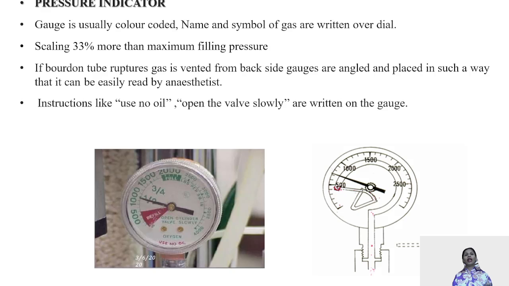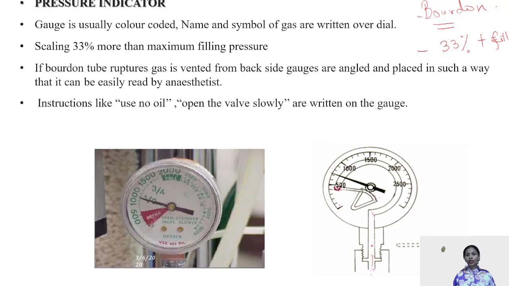Now coming to the last parts of the high pressure system, we have a pressure indicator which is present on the cylinder, which is color coded, which has the name and the symbol of the gas. The special thing about the pressure indicator is that it is Bourdon type and it can withstand 33% more than the filling pressure of the cylinder. Okay, 33% plus of the filling pressure it can withstand.